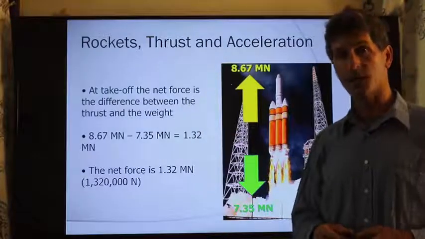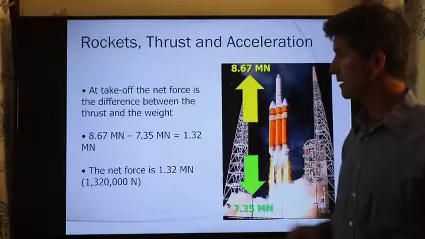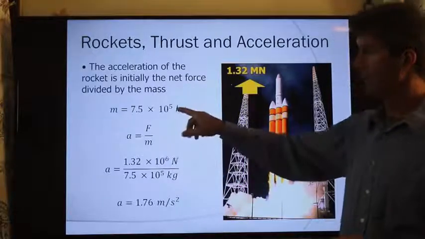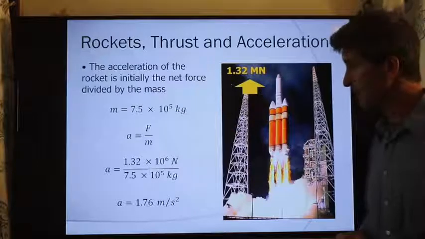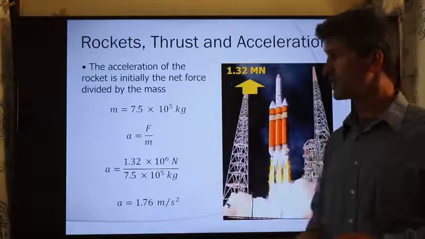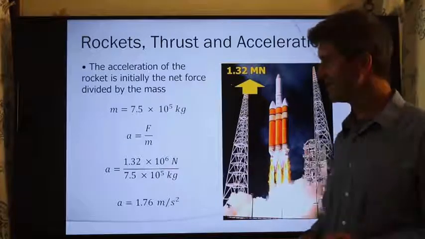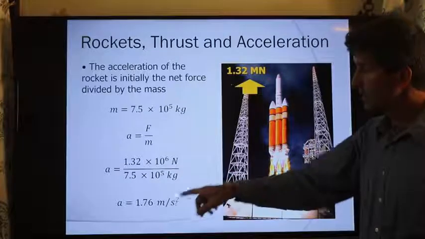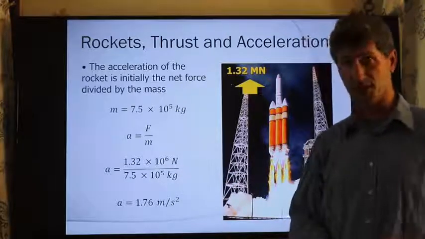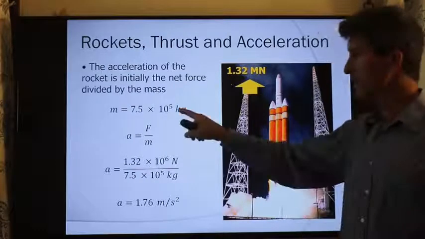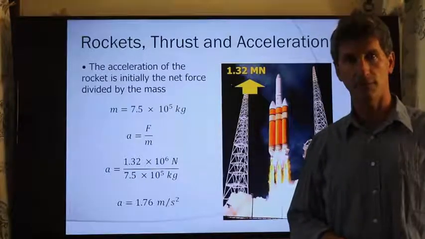What is the rocket's acceleration? Well, given that our net force is 1.32 million and that our mass is 750,000, 1.32 million divided by 750,000, newtons divided by kilograms, gives you an acceleration of 1.76 meters per second squared. Now it's important to note that this is the mass at takeoff, okay?